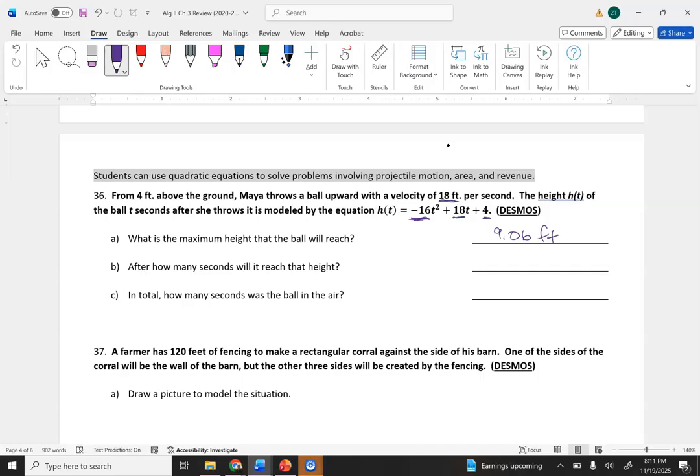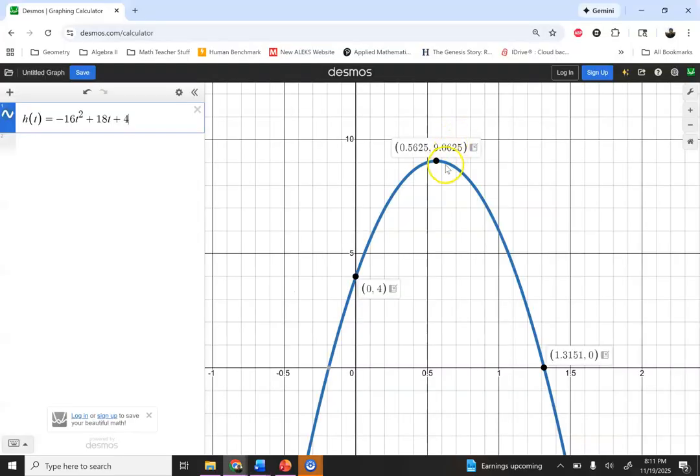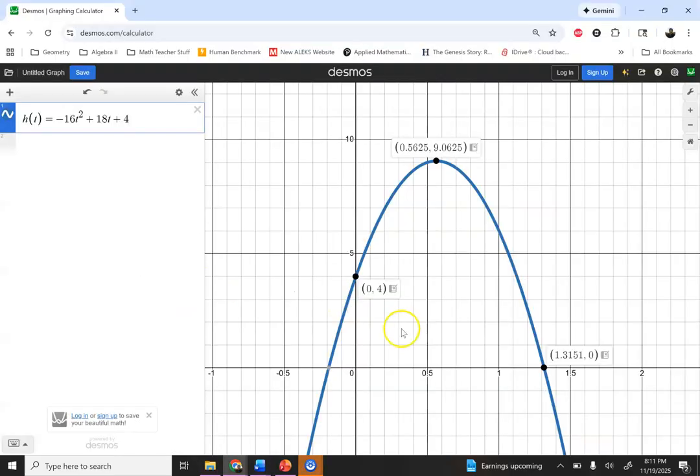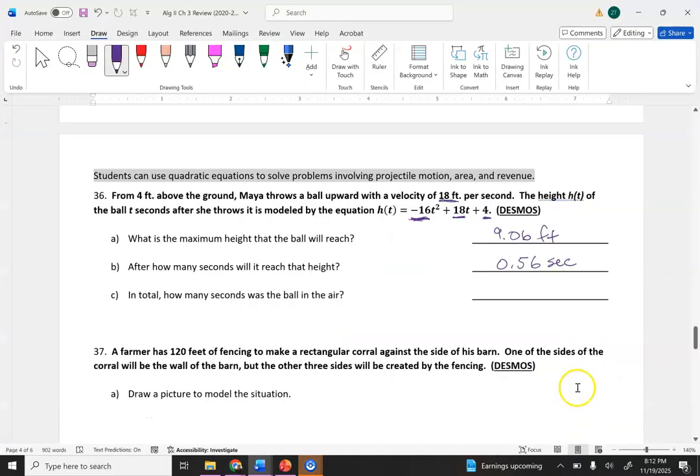Then it asks after how many seconds it will reach that height. That's just the other part of the vertex. The x value here represents time. So 0.56 seconds. It only takes 0.56 seconds to reach the maximum. And then finally, in total, how many seconds was the ball in the air? Once again, that comes back to when the ball hits the ground. So we can see here that the ball hits the ground after 1.32 seconds.